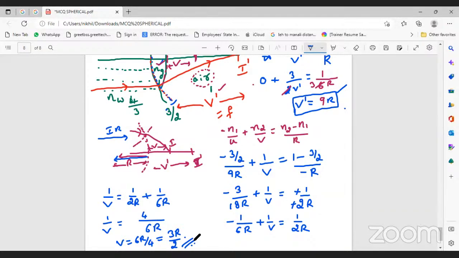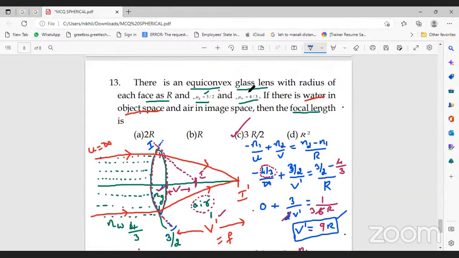The final image is formed at 3r by 2. So which is the right option? Option C, 3r by 2. Got it? Yes, sir.